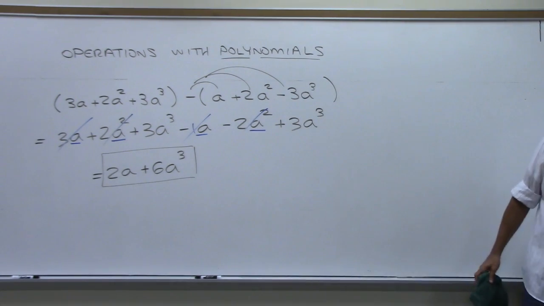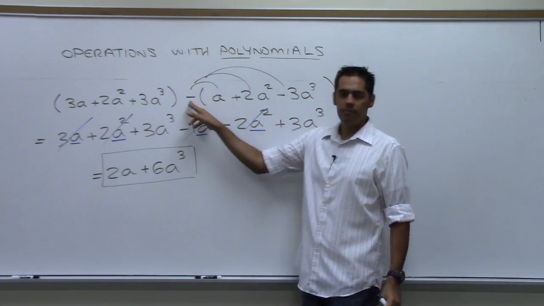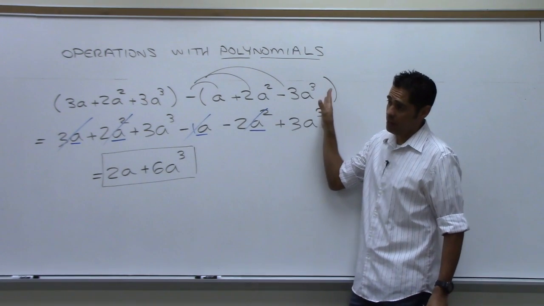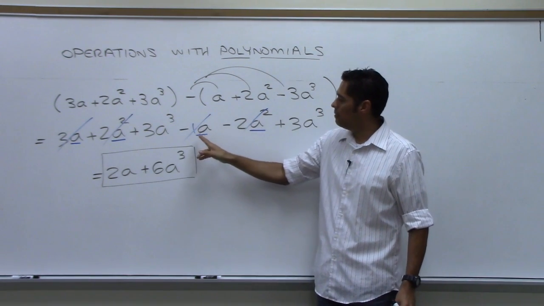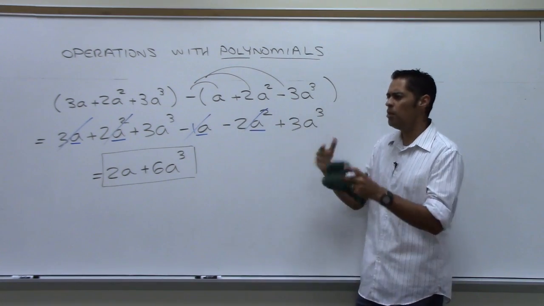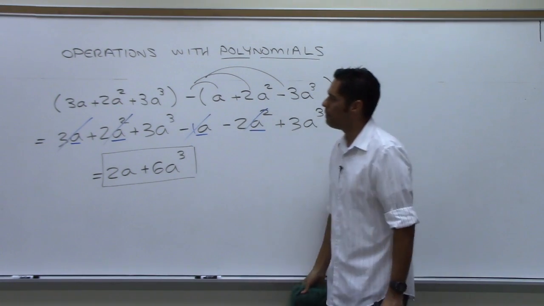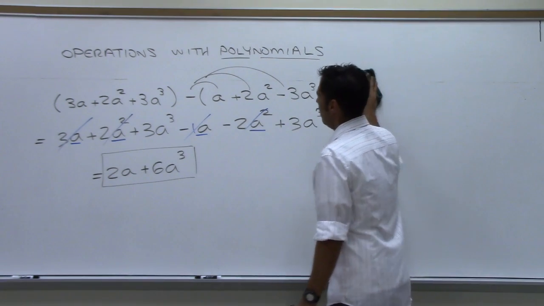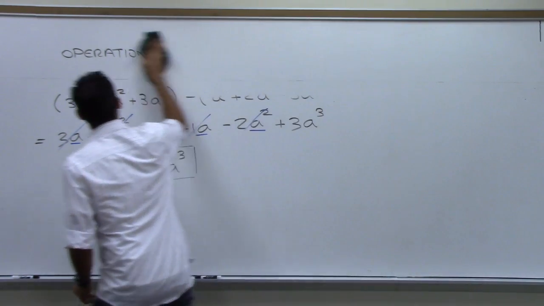That's how you subtract. If this was addition instead, then these signs would not have changed, right? And then it would have just been plus A, plus this, minus this, and it would have been a different answer, right? Okay. Now let's do a little multiplication of polynomials.